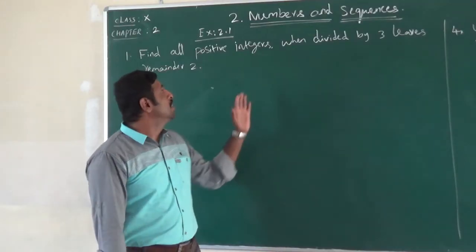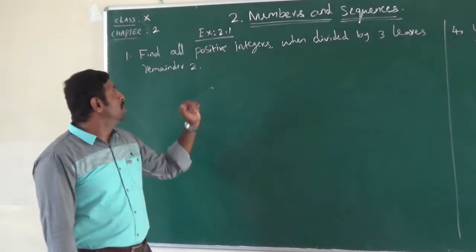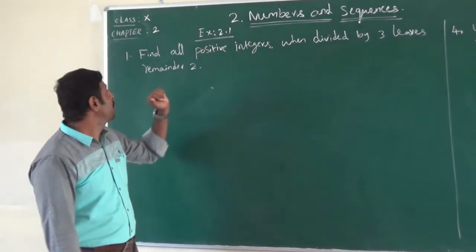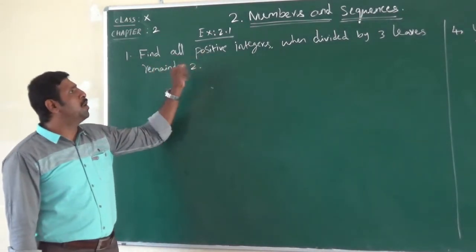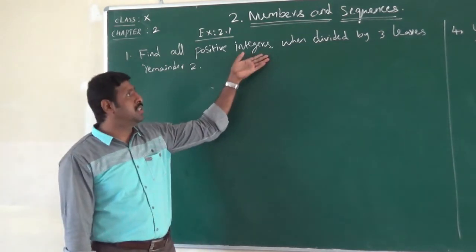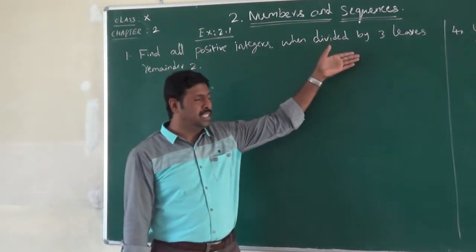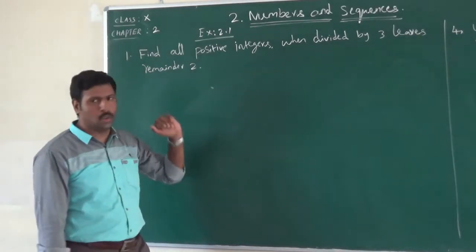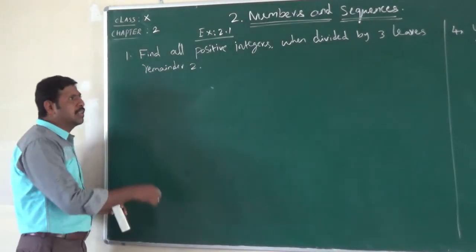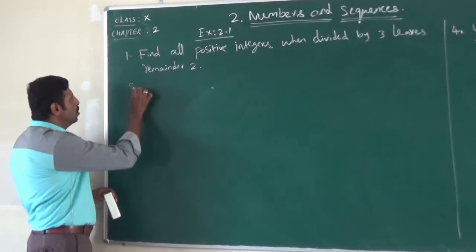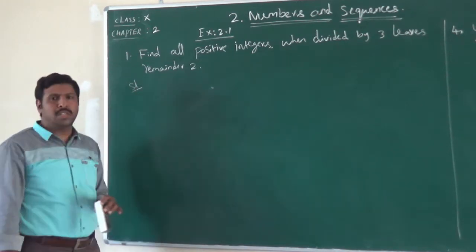Hi students. Today we are going to see the exercise number 2.1 in chapter 2. The question number 1, find all the positive integers which, when divided by 3, leave the remainder as 2. By using the Euclid division lemma, we are going to find the positive numbers, right?